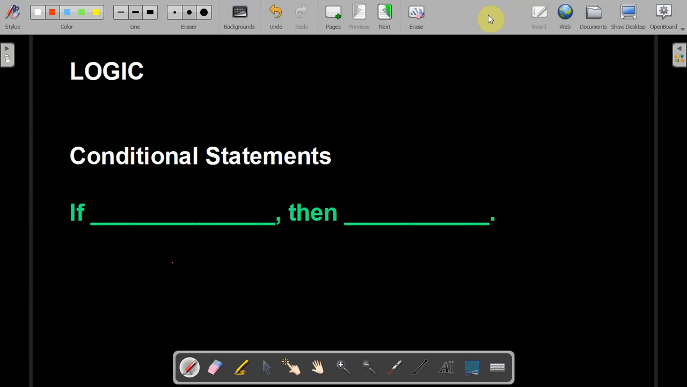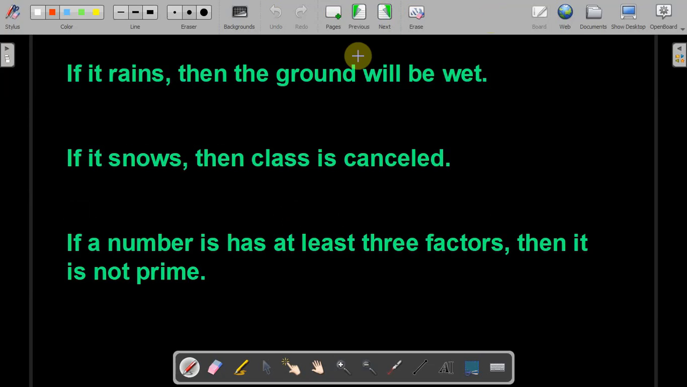So a conditional statement just means an if-then statement. It's a statement that has an if part and then a then part. Examples would be, if it rains, then the ground will be wet. If it snows, then class is canceled. If a number has at least three factors, then it isn't prime.